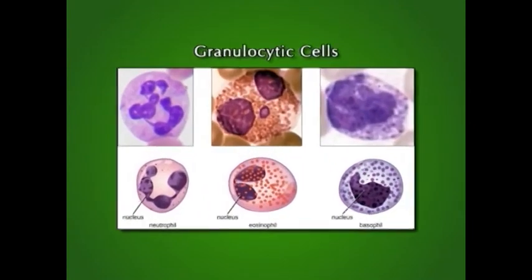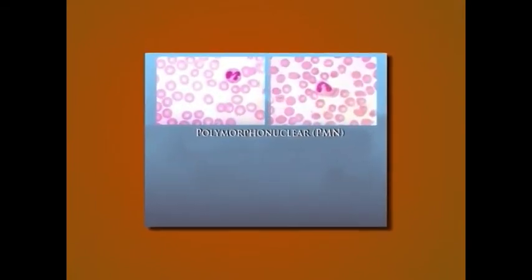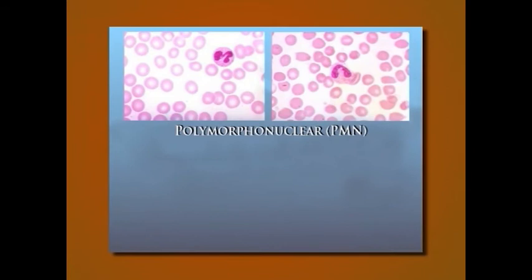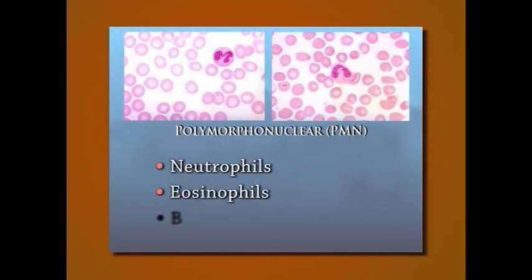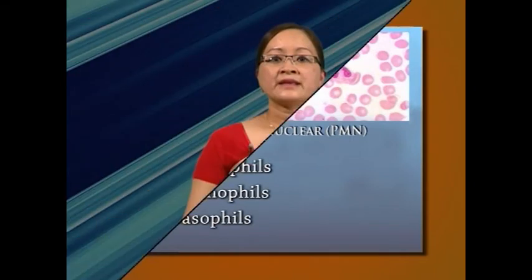Granulocyte cells. Granulocytes are polymorphonuclear PMN leukocytes with 2 to 5 lobes. The granulocytes are classified as neutrophils, eosinophils, and basophils based on their cellular morphology and cytoplasmic staining characteristics. Mast cells are also included under the granulocytic cells.